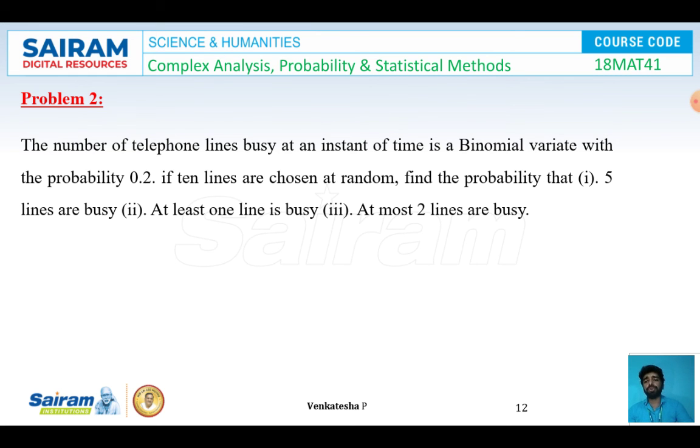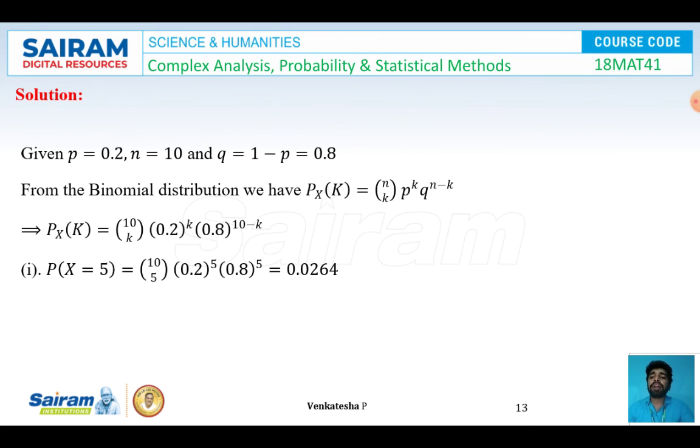Problem number 2. The number of telephone lines busy at an instant of time is a binomial variate with probability 0.2. If 10 lines are chosen at random, find the probability that, first, 5 lines are busy. Second, at least 1 line is busy. Third, at most two lines are busy. So here the first thing is we have to identify what is the value of P, what is the value of N, and what is the value of Q.